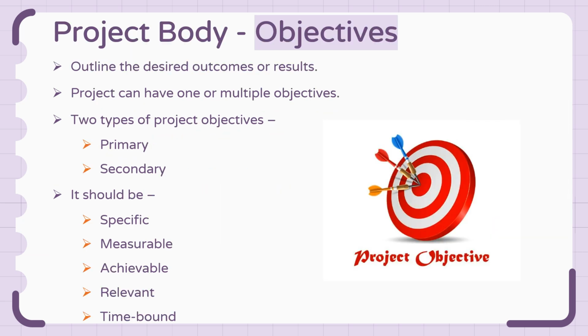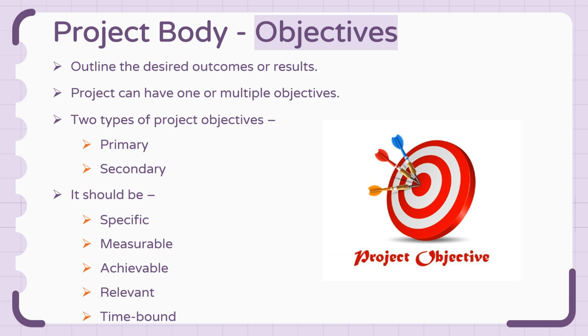Then comes the objectives. That objective comes into the part of the project body, right? So now we are covering 8 sections of the project body. The first part is the project objectives. As the name suggests, outlines what's the desired outcomes and results. Basically तुम चाहते क्या हो वो you need to specify that what's the main aim.